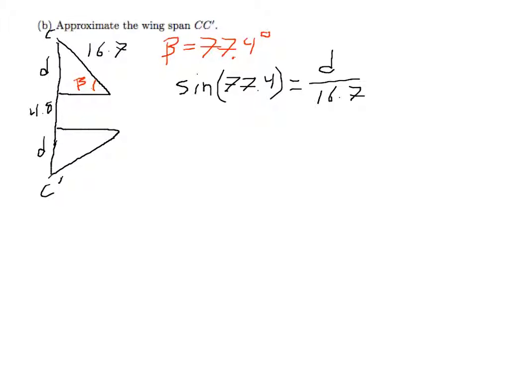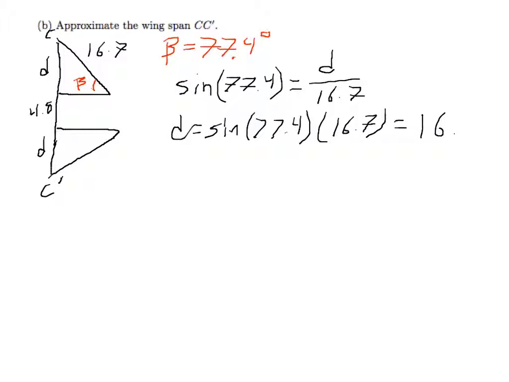Solving for d, we get sine of 77.4 times 16.7, and that is equal to, typing it into our calculator, 16.3 feet. So we have d equals 16.3.